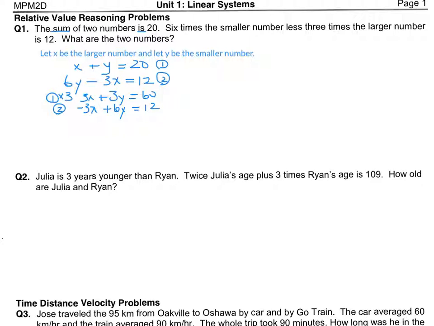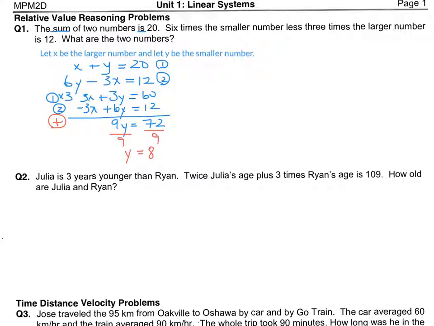I've got the same variables in the same columns, and then I'm going to just add because my coefficients of x are opposites to each other. I have a plus 3x and a minus 3x, so I have no x's when I add those together. 3y plus 6y is 9y, and then 60 plus 12 should be 72. And then to get y by itself, it's being multiplied by 9, so I undo that by dividing by 9, and 72 divided by 9 is 8. So y equals positive 8.